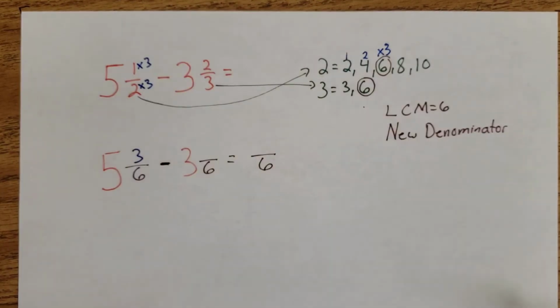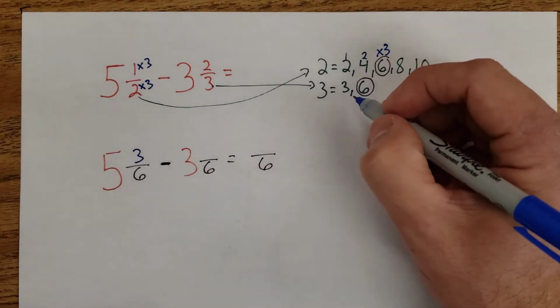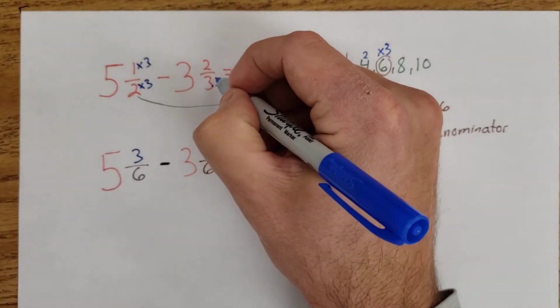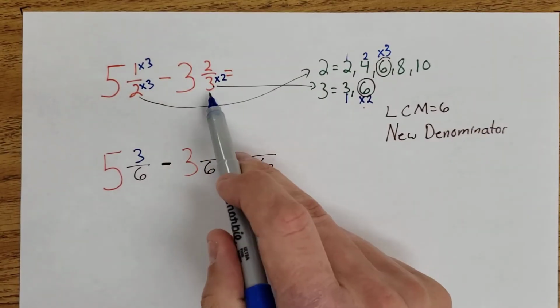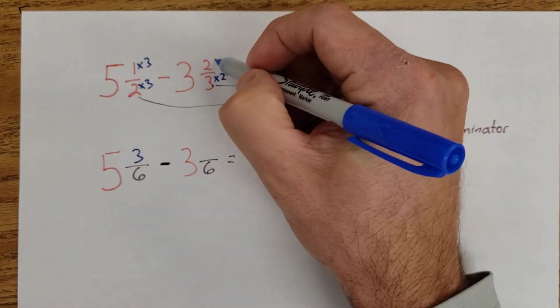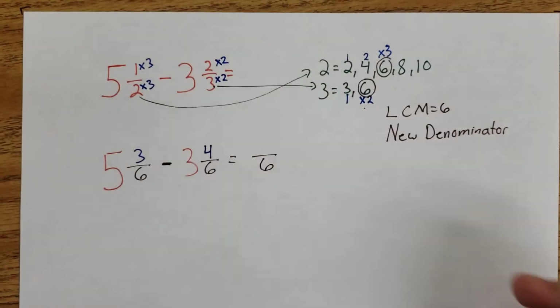So let's do the same thing on our second fraction. It was a 3 on the bottom. Now it's a 6 on the bottom. How did that happen? The 3, it wasn't times 1. It was over here. It was times 2. So if we multiply the bottom by 2, 3 times 2 does give me my 6. So we've got to do the same thing to the top. Multiply it by 2. 2 times 2 is 4.